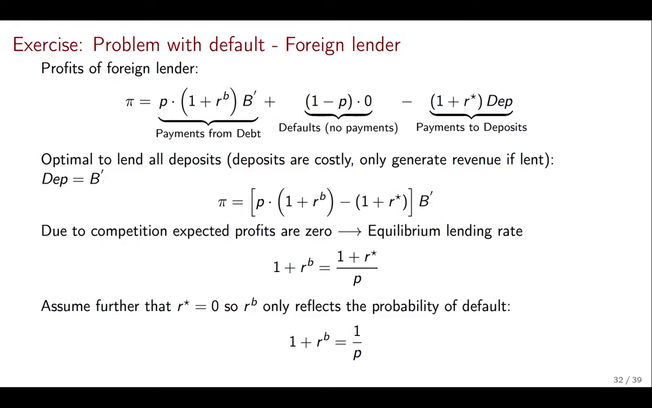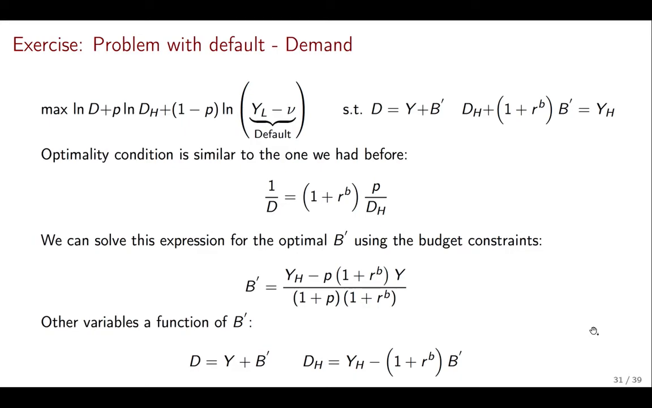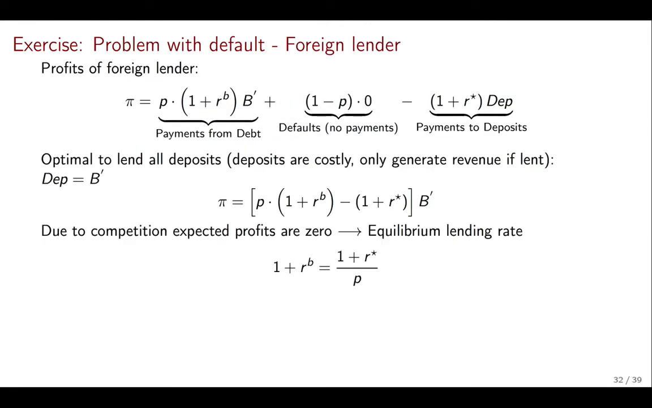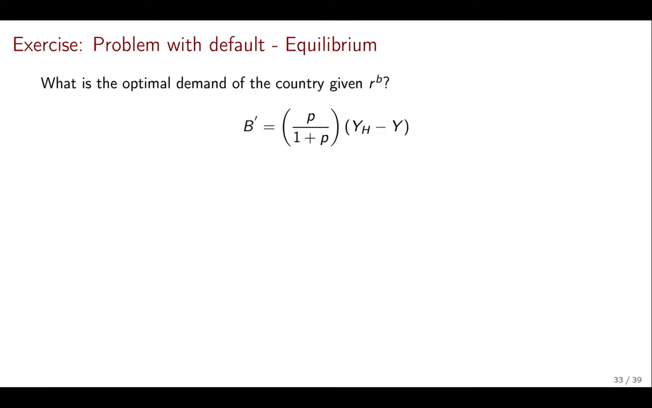Okay, the last step is going to be to take this solution for the interest rate and integrate it back here into our solution for the lending that is going to occur. So how much the country is actually borrowing given the equilibrium interest rate. When we replace that, we get a very nice solution for the debt of the country.